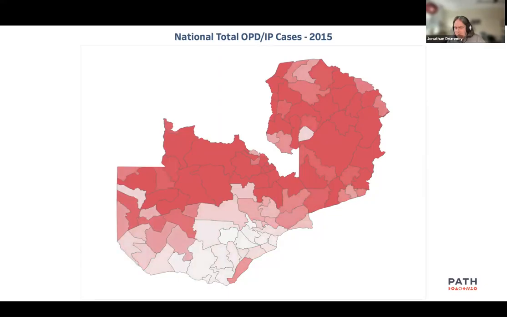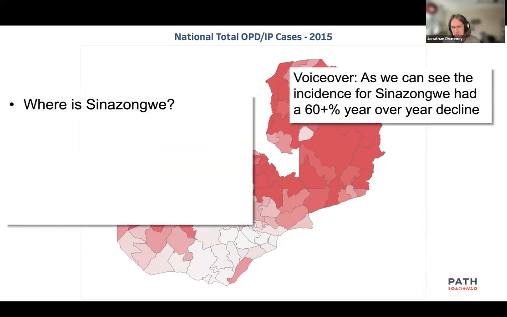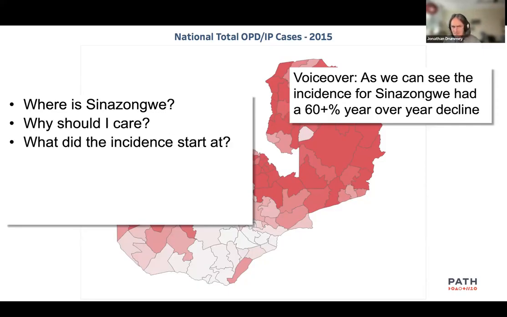And then they went to another slide like this, and it changed to 2015, and a couple of things changed. And then they said something like, as we can see, the incidence for Sinazongwe had a 60% year-over-year decline. And looking at this, you might be wondering, okay, where is Sinazongwe? Or why should I care about this? What did the incidence start at? Where is it at now?